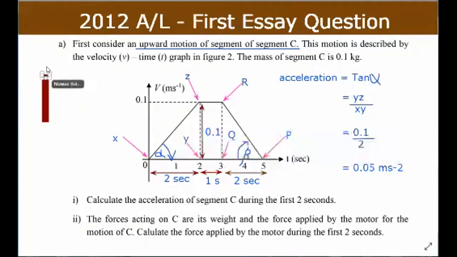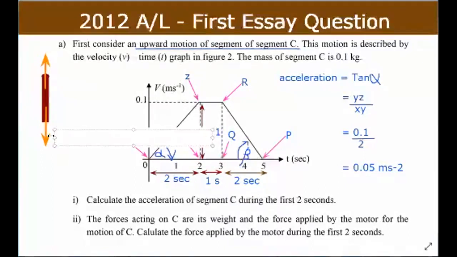How many forces are acting on the segment C? 2. What are the two forces? Weight and the force applied by the motor. Very good. Weight means gravitational attraction force. Gravitational attraction force is always acting vertically downward. But here it is said that segment C is moving up. For the segment C to be moved up, the force provided by the motor should be acting upward. Am I right there?